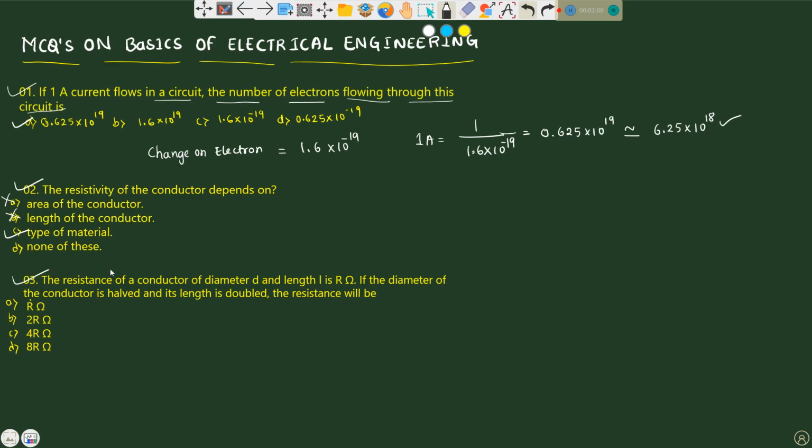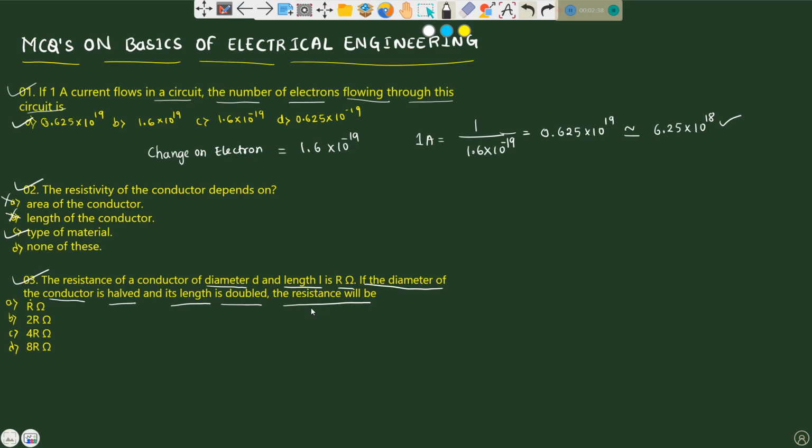Next we have a question: the resistance of a conductor of diameter d and length L is R ohms. If the diameter of the conductor is halved and its length is doubled, then what will the resistance be? Once again I'll read it. If the diameter of the conductor is halved and its length is doubled, what will be the new resistance value they are asking.